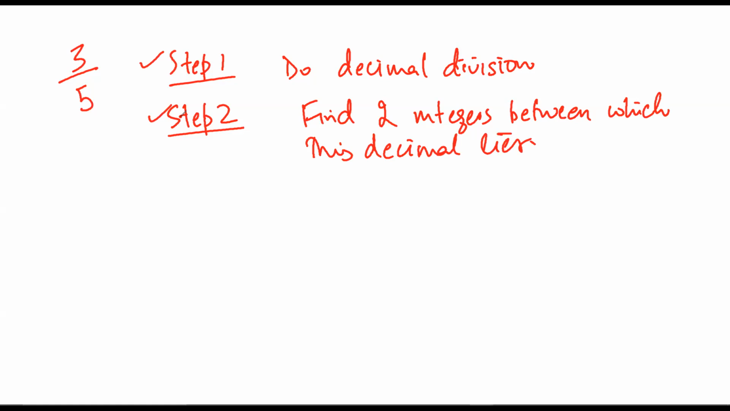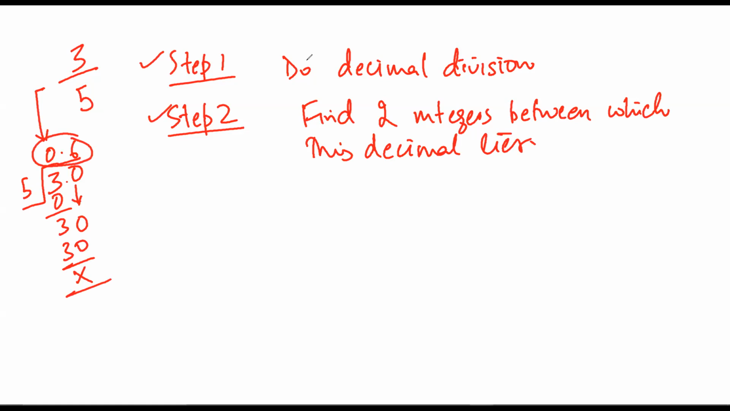Yes, sir. So what I'll do is I'll do the decimal division. When I do the decimal division, what I get is 0.6. Now 0.6 will lie between what two integers? 0 and 1. So till here we are clear. Yes, sir. So 0.6 I can write it as 3 by 5 also. Yes or no, sir?